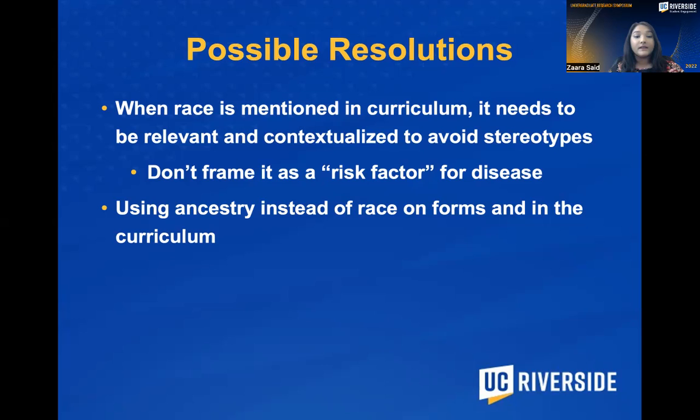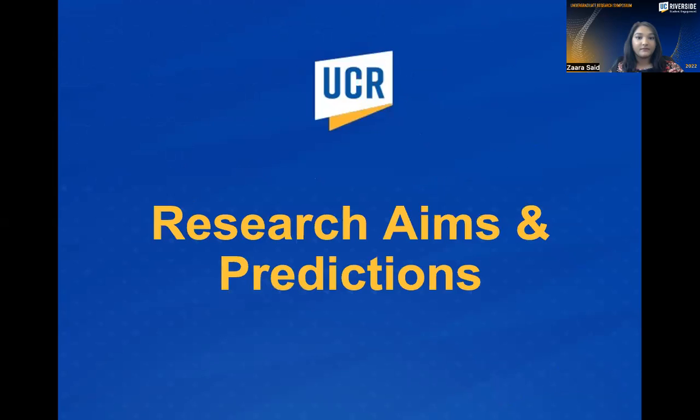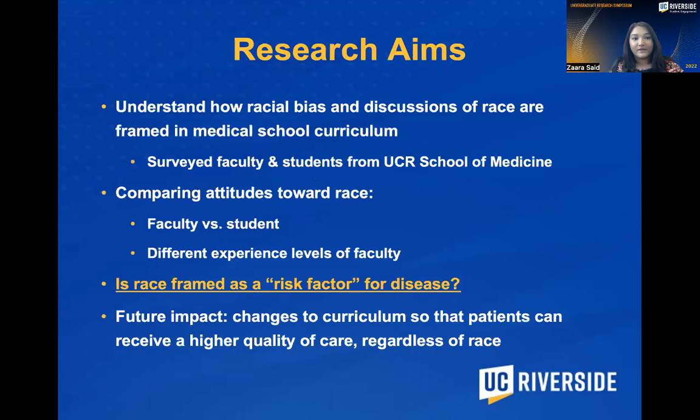Many studies suggest the use of ancestry instead of race on forms and in the curriculum could be a more accurate indicator of susceptibility than using race, especially because race ignores other factors that could contribute, as well as ignoring the increasing numbers of multiracial or mixed individuals in the population. So now with that background information in mind, I'll move on to the research aims and predictions for this study.